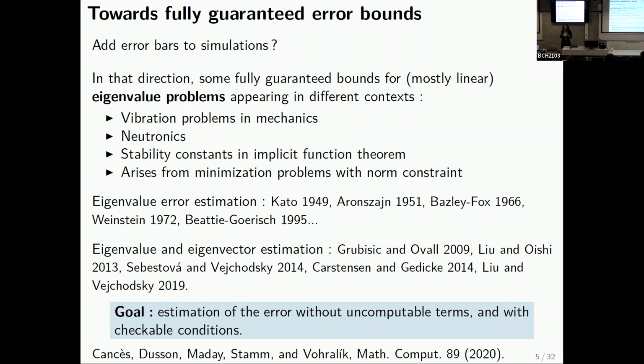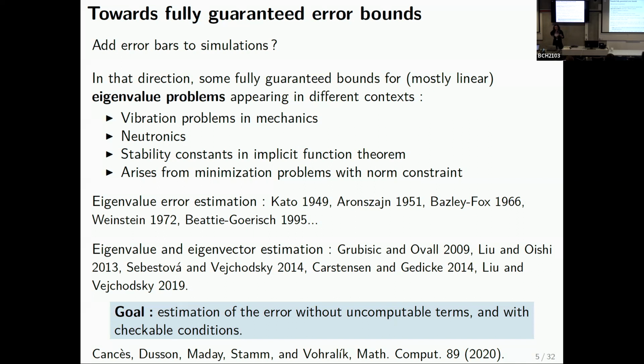Such guaranteed bounds for eigenvalue problems are not really new. Because eigenvalue problems appear in a lot of different contexts, including vibration problems in mechanics and neutronics, error bounds involving the eigenvalue estimation were already sought in the 50s, for example by Kato and Aronszajn and these kinds of things.